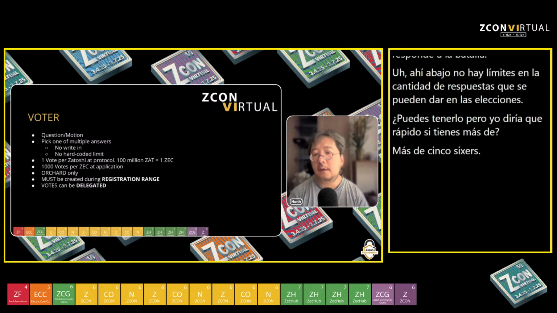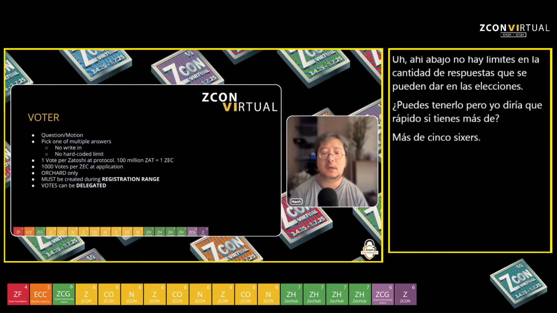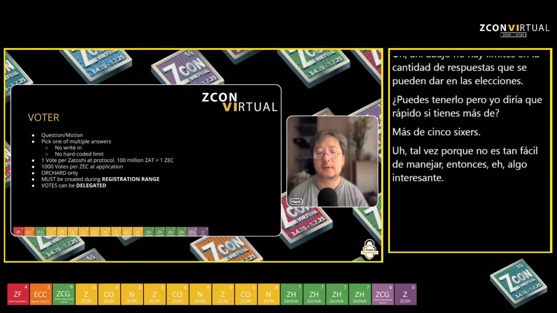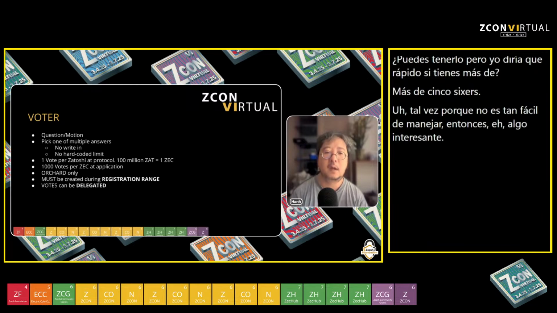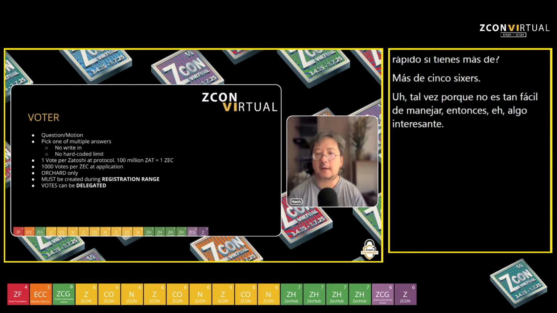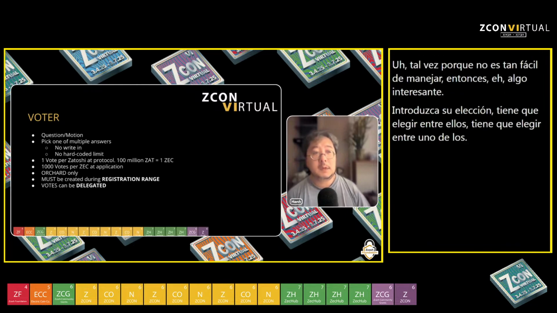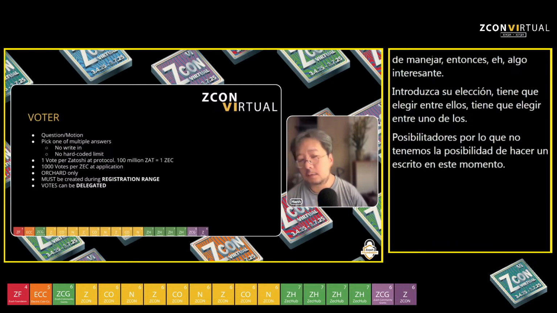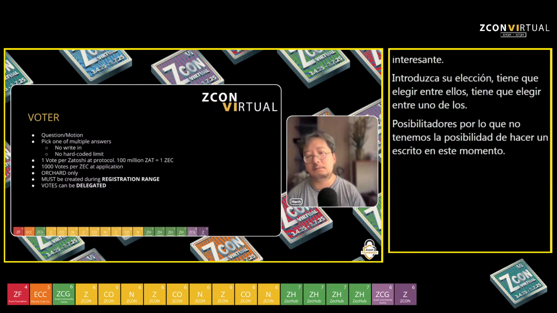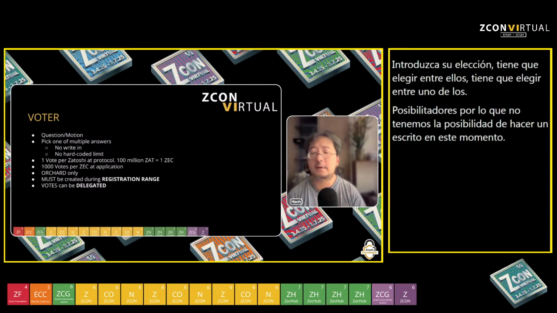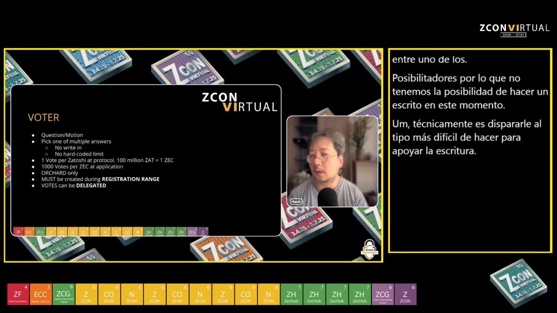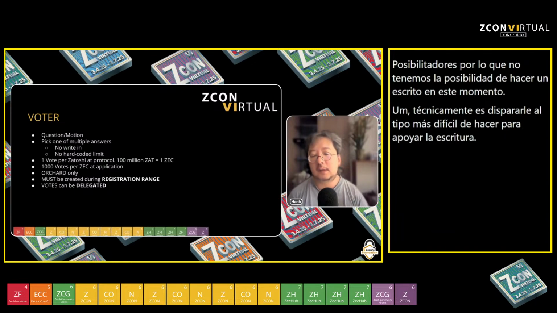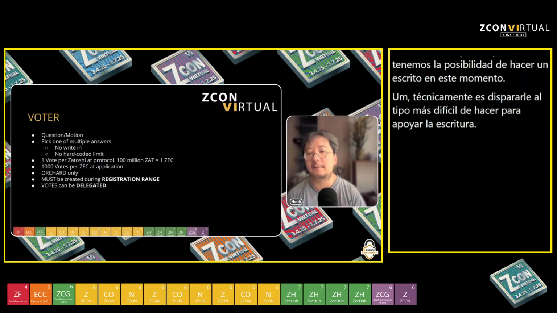Then one interesting characteristic is that the voter does not get to enter their choice. They have to pick one of the possible answers. So we don't have the ability to do a write-in at this point. Technically, it should not be very hard to support the write-in. It would be possible just by adding an encrypted memo associated with a ballot. But at this time, there doesn't seem to be much demand for that.